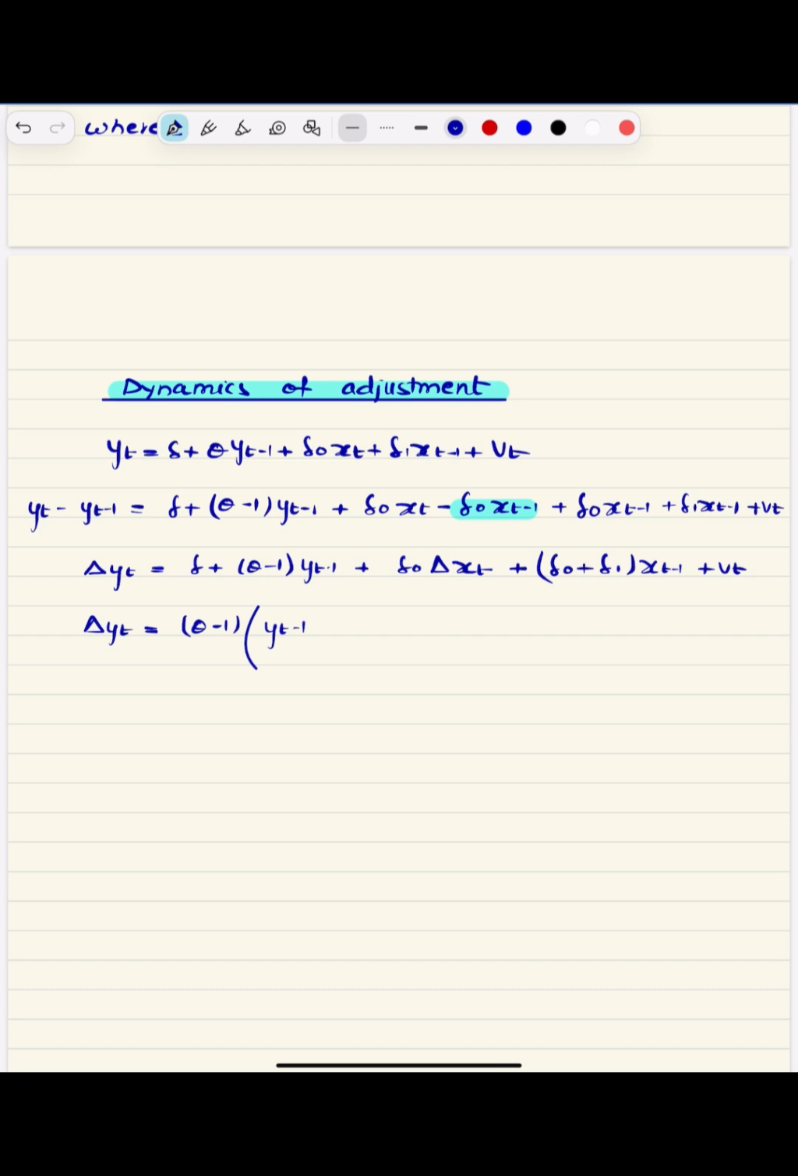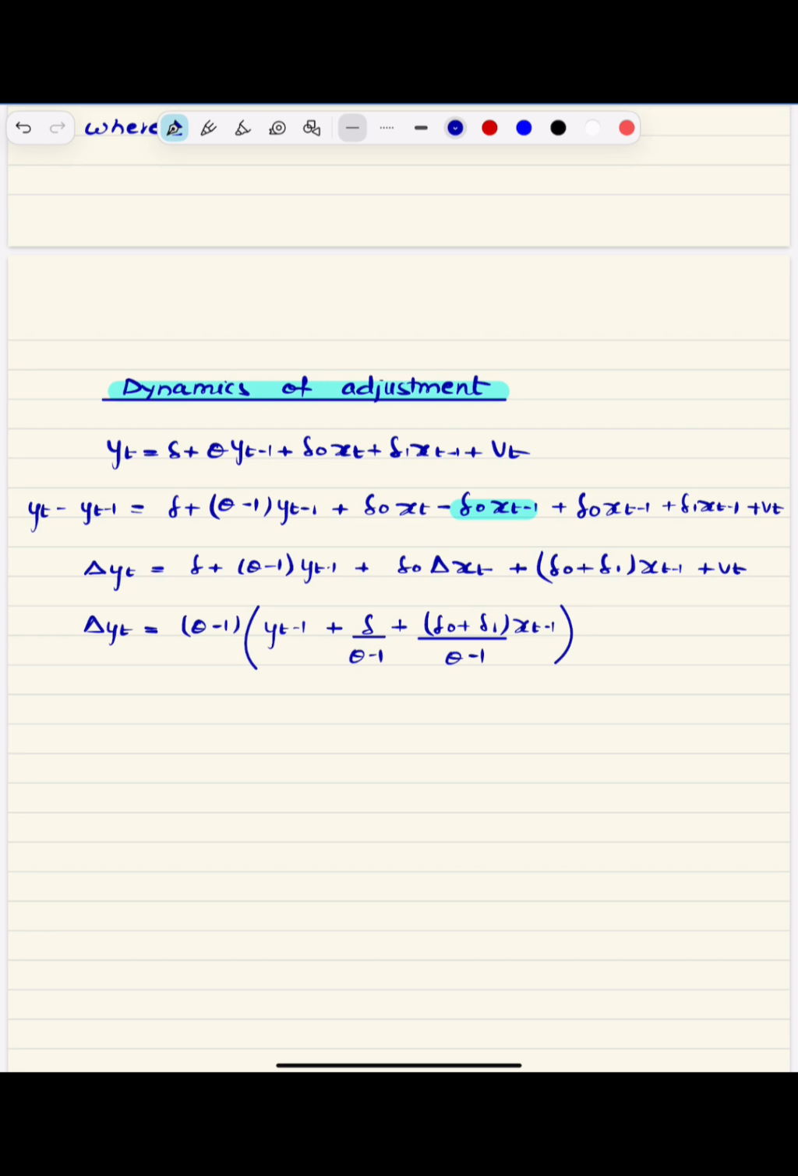What do we have here? Plus delta plus delta 1 into xt minus 1. Oh, I took theta out as common, so I'll have to divide it over here. Yeah, don't make this mistake.